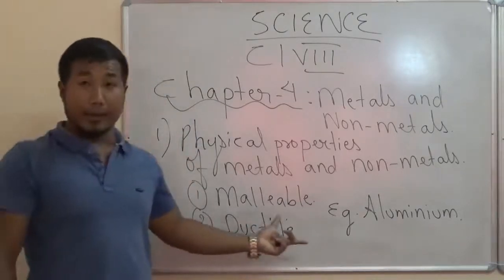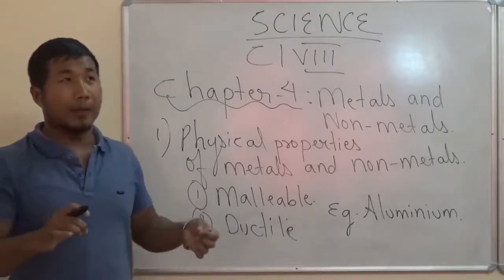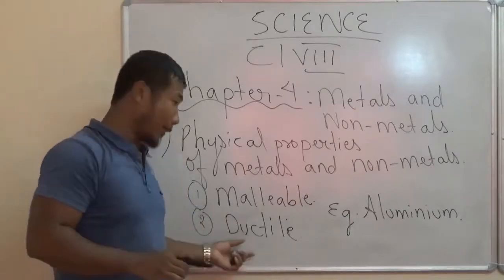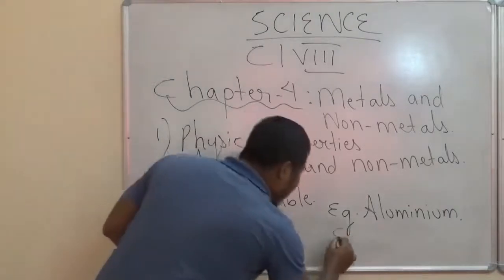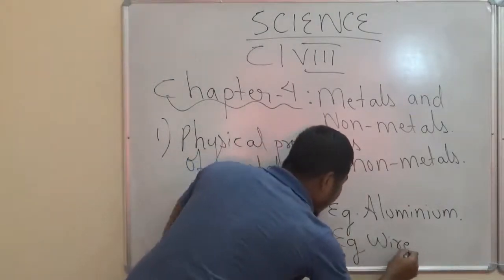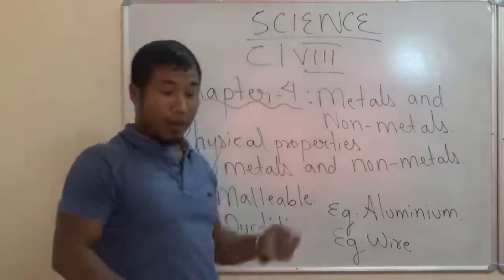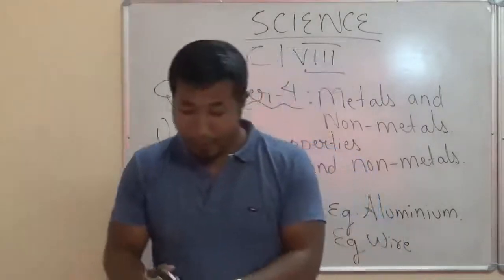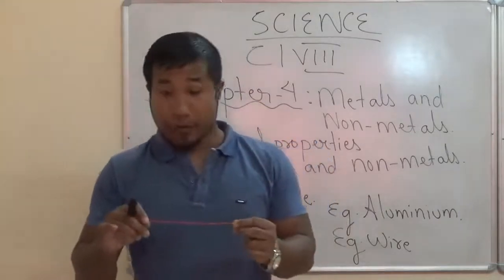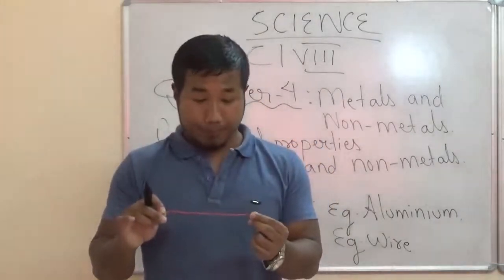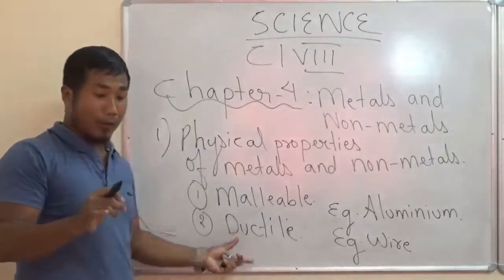Ductile, ductility. Metals can be drawn into wires. An example of that is wire, the copper wire, which has a plastic coating. A very thin wire of money, having ductility.